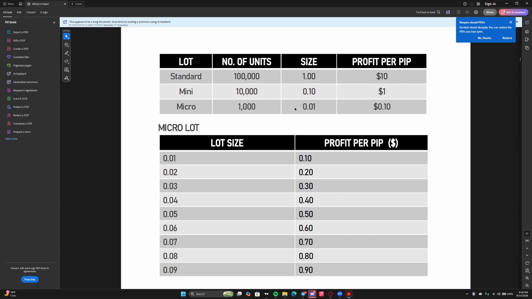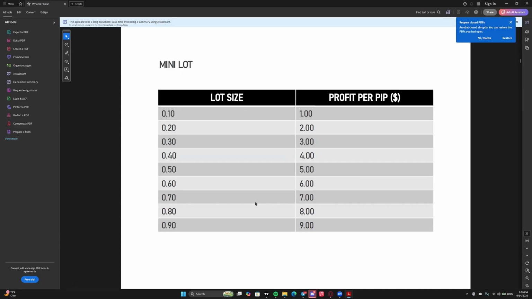While the micro lot is the smallest lot size you can use, 0.01. It is calculated in cents. So per pip is 10 cents for 0.01. So for 0.01 lot size, profit per pip is 10 cents. 0.02 lot size, profit per pip is 20 cents. 0.03, 30 cents. 0.04, 40 cents. 0.05, 50 cents. 0.06, 60 cents. 0.07, 70 cents. 0.08, 80 cents. 0.09, 90 cents. You understand? So that's just it.